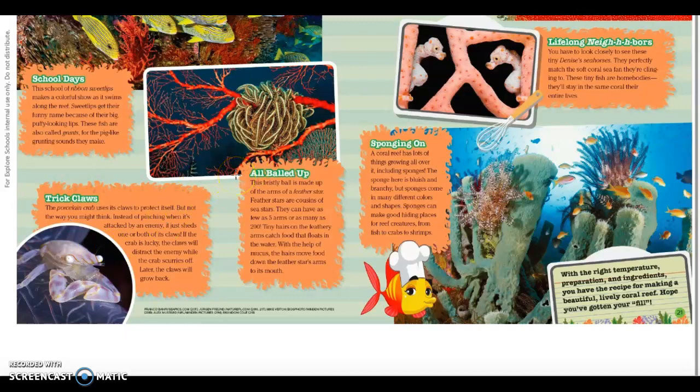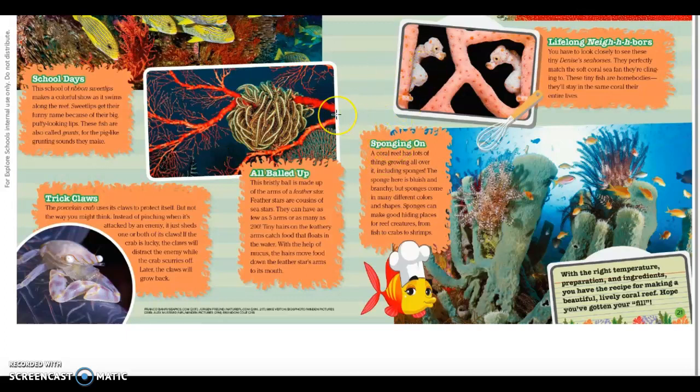All balled up. This bristly ball is made up of the arms of a feather star. Feather stars are cousins of sea stars. They can have as few as 5 arms or as many as 200. Tiny hairs on the feathery arms catch food that floats in the water. With the help of mucus, the hairs move food down the feather star's arms to its mouth.